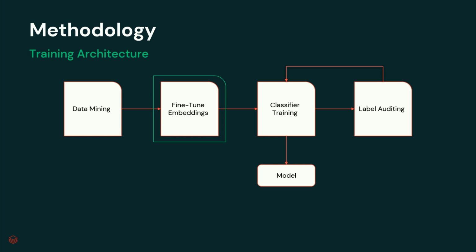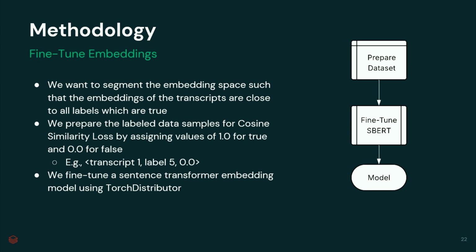Cool. So we have labeled data. Let's talk about how we fine-tune the models. We're using an SBERT model, a sentence transformer, and we're preparing our data to use cosine similarity loss. Cosine similarity loss is treating each label and transcript as a vector, and what we're trying to do is minimize the angular distance between those vectors if that label is true, and maximize that angular distance if that label is false. Cosine similarity is a value of 1 if the vectors are aligned, and so that's what we're trying to do, move those vectors closer together for true examples.